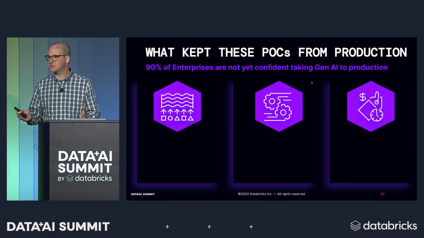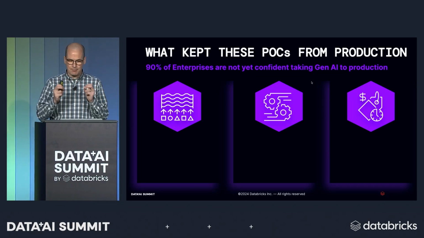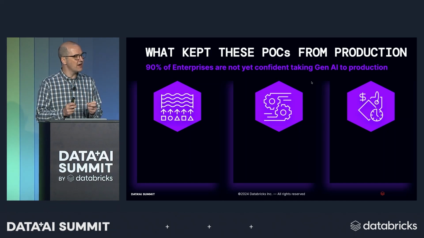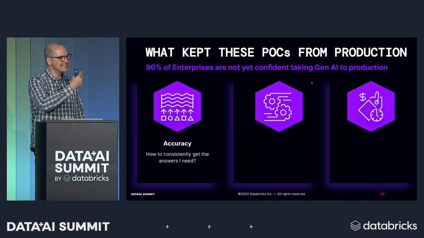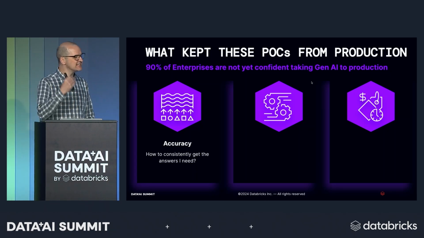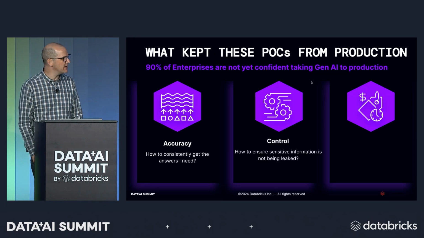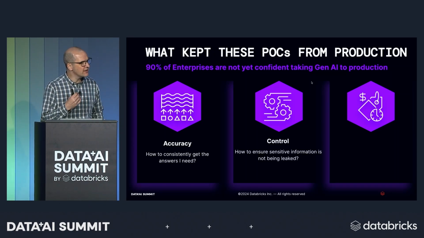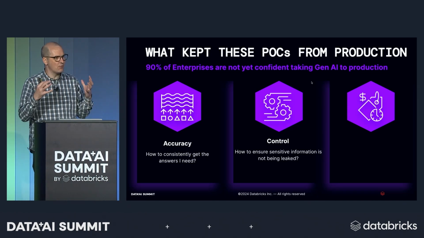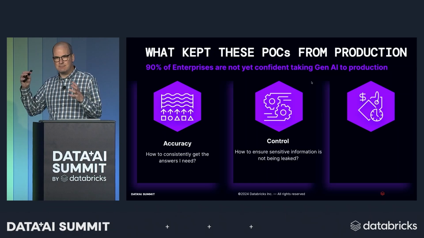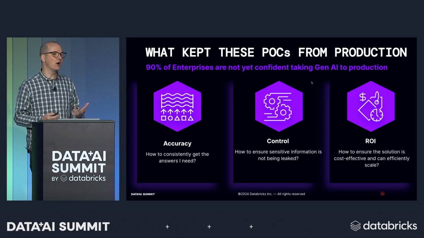What kept these POCs from production? What created this place where 90% of enterprises are not yet confident in productionizing these things? The first problem, as we talked about, is accuracy, right? How do I consistently get the answers I need from these models? The second piece was control. How do I ensure that my model is not leaking sensitive data? How do I make sure it's doing the things I want it to do and it's not memorizing PII and regurgitating that later? And then finally, ROI.